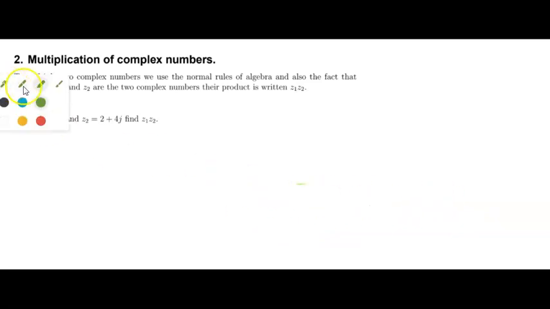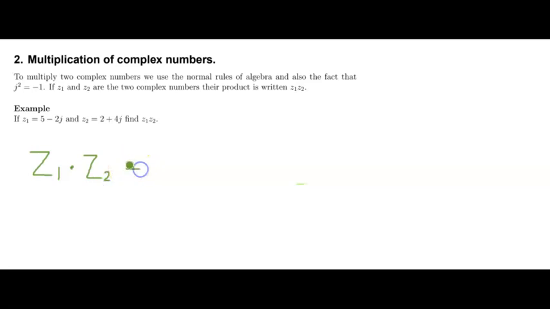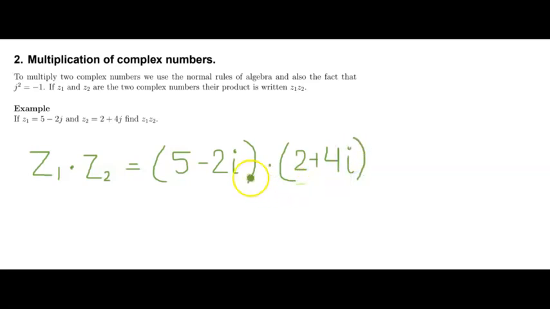Now, how do you multiply? To multiply the complex numbers, this is what you do. You write down Z1 first, dot Z2. I'm just going to write i rather than j. Then dot 2 plus 4i. Once you have written it down, you need to multiply. So we use the FOIL method. First, outer, inner, last.